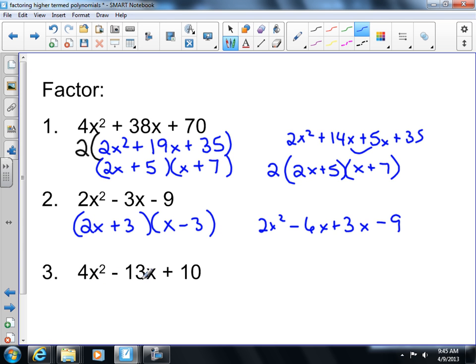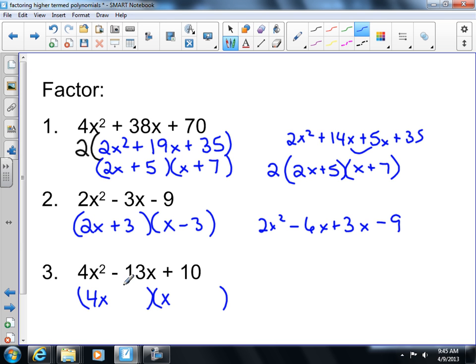All right, and then the last one. Now this one, is there anything we can factor out? No. Okay, so what are we going to try? Do you want to try the 4x and x, or do you want to try the 2x and 2x? 4x and x? And we're just trying it. It may not work, and then you'll have to switch to 2x and 2x. Multiply together to get 10. What do you want to try?